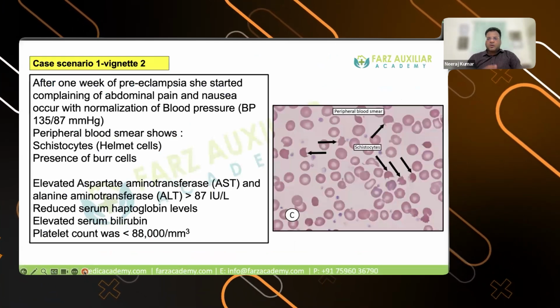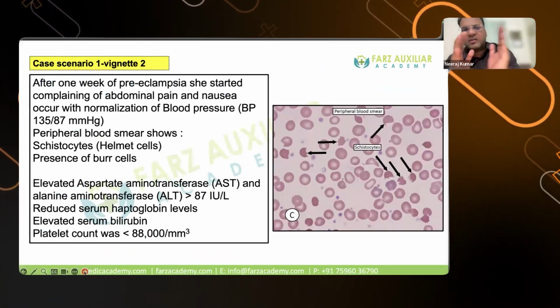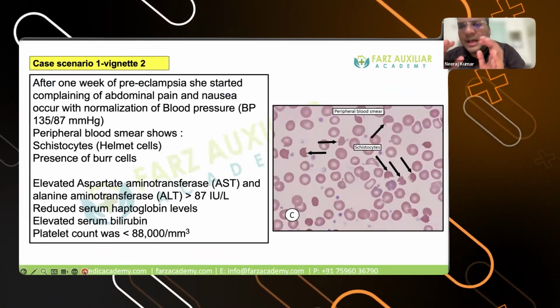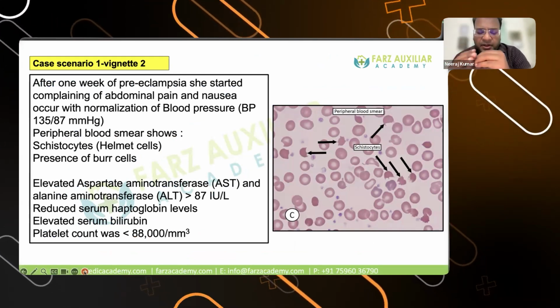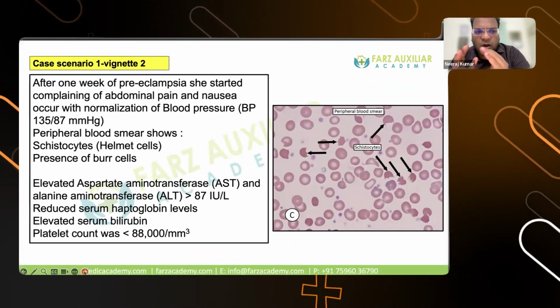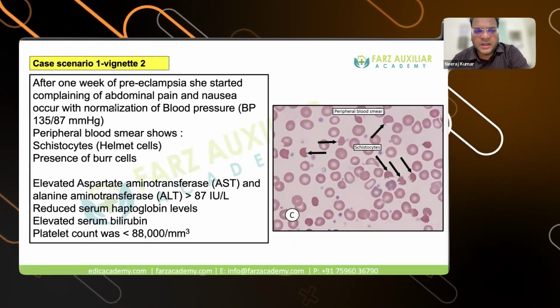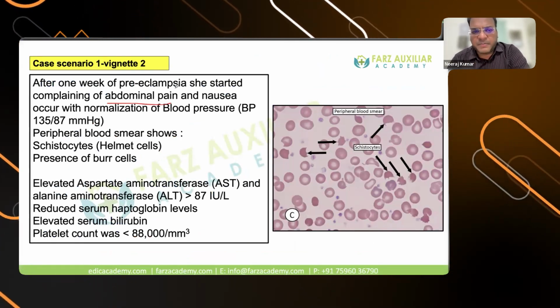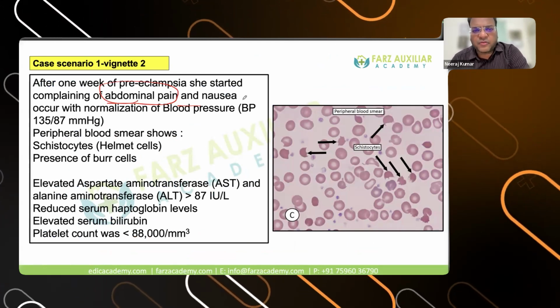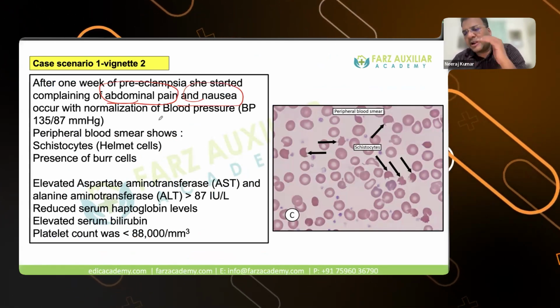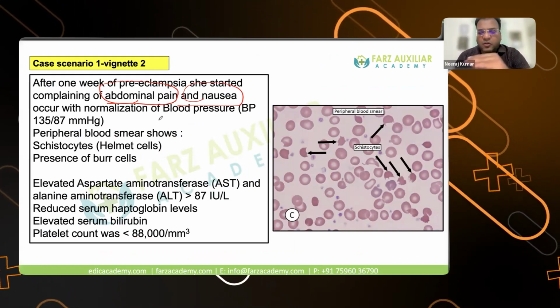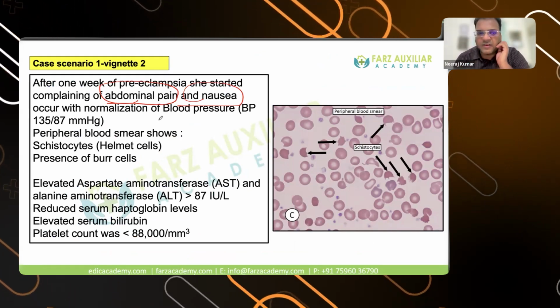Now coming to the next vignette, a similar case. Now we have managed this severe preeclampsia. And now after 1 week of preeclampsia, she started complaining of abdominal pain. She was having abdominal pain with some associated nausea, but her blood pressure was normalized by using all those drugs that I have discussed right now.